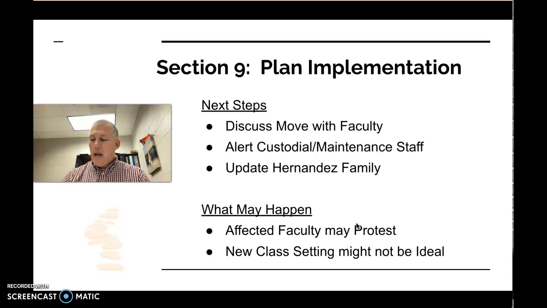To implement the plan, I would promptly meet with any faculty involved in moving classrooms and inform them of my reasoning. I would inform the custodial staff of the room change and find out how long they thought it would take to accomplish the process. I'd meet with the entire faculty and Dr. Harvey to keep them informed. And lastly, I would be sure to keep the Hernandezes updated. While faculty may rebel against the move, I hope they understand the need for us to be compliant.